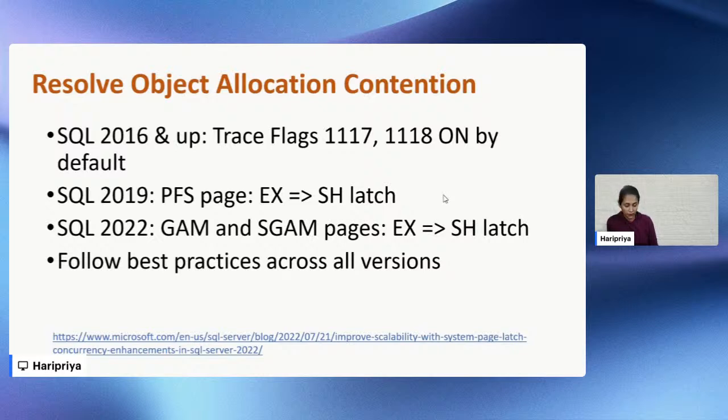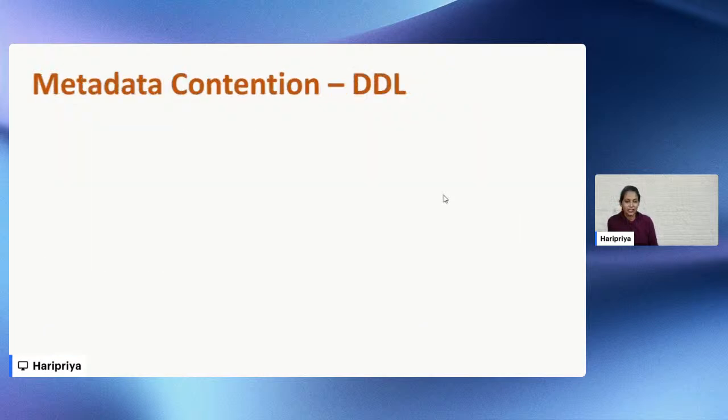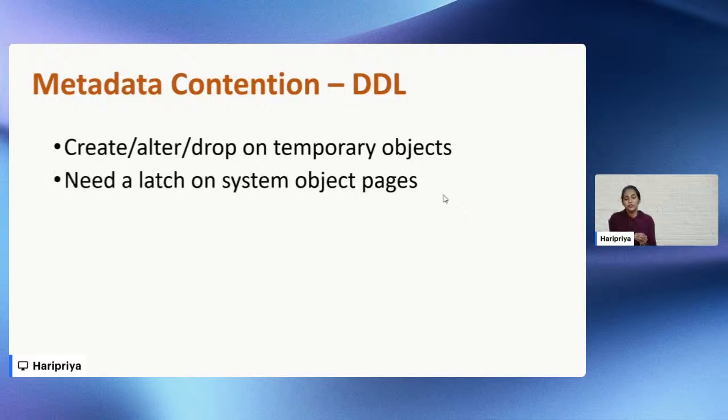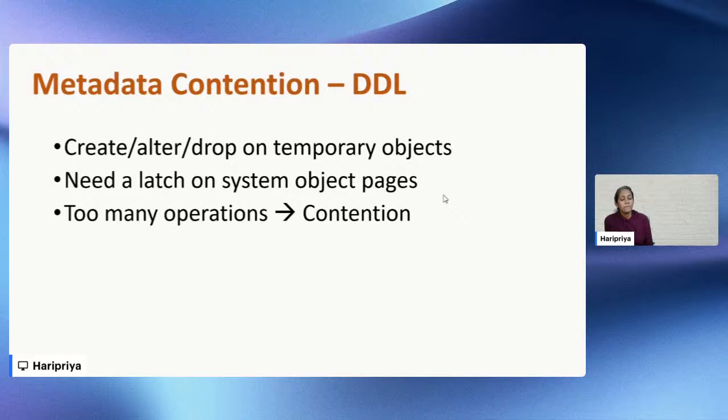I will go over the second type of contention. All right. This is metadata contention. Earlier we saw the DML type. This is DDL type. So when you do create temp table or drop temp table, these operations always need a latch onto the system object pages. When you have too many create temp table, drop temp table, then there occurs contention. And this contention is on the system object pages.